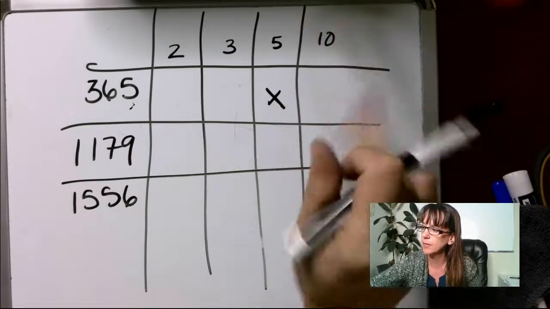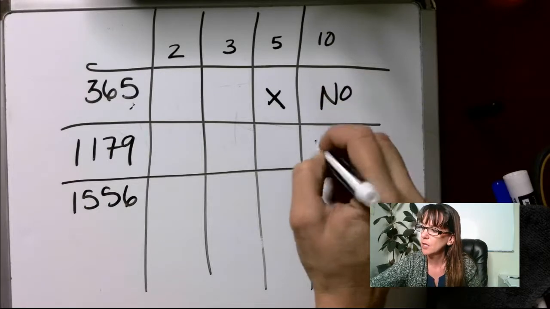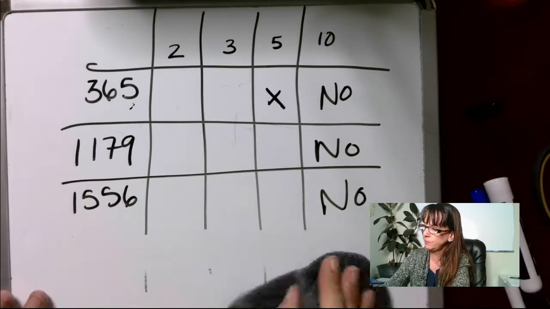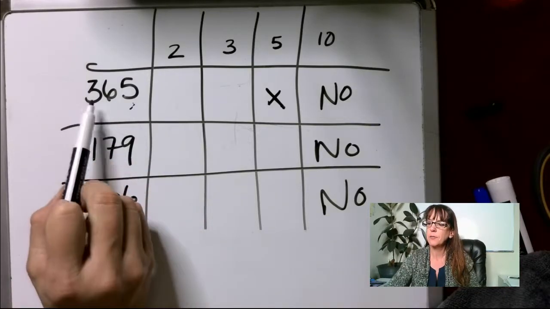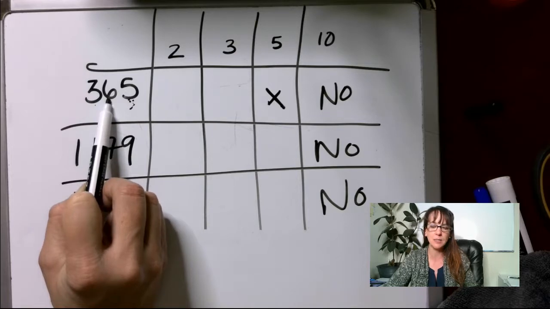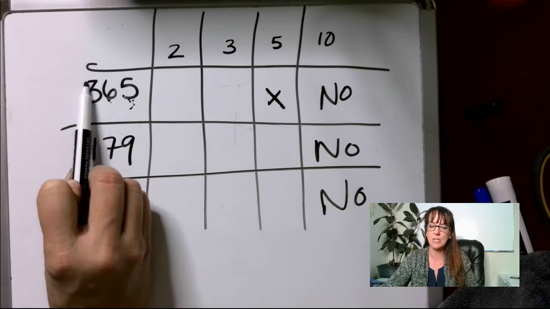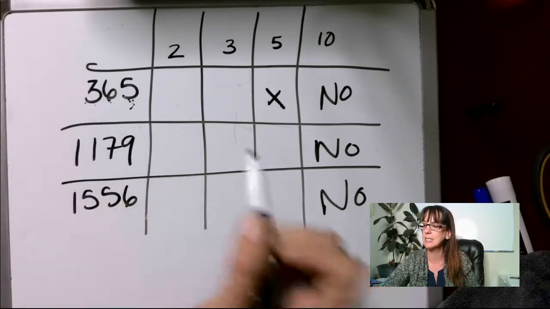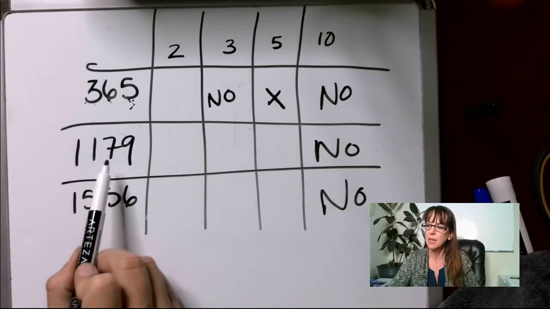Maybe I'll write no. I think that'll be it. No, no, and no. All right, so for 3, 6, 5. 5 and 5 is 10, so 5 and 6 is 11, 12, 13, 14. Does 3 go into 14? No, so this is not going to go in.